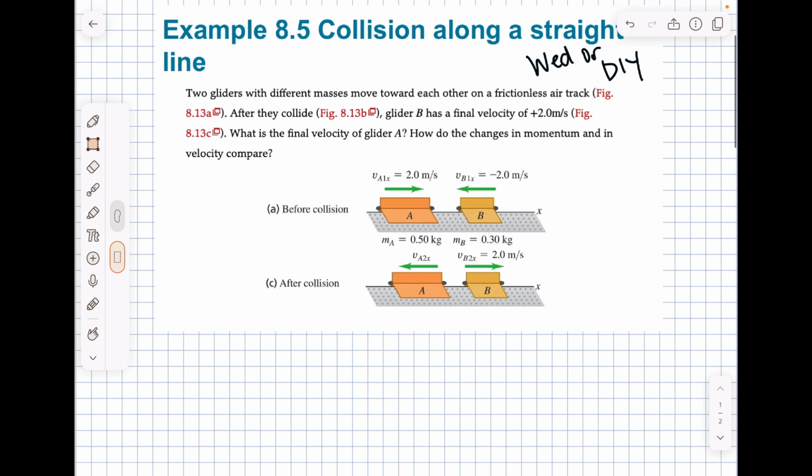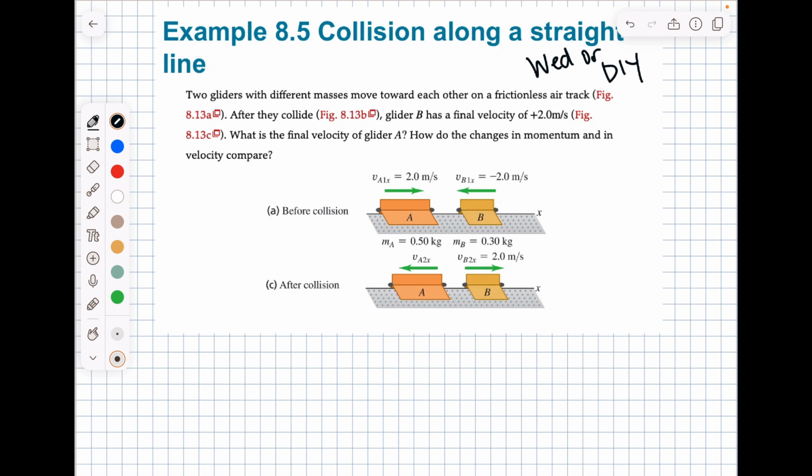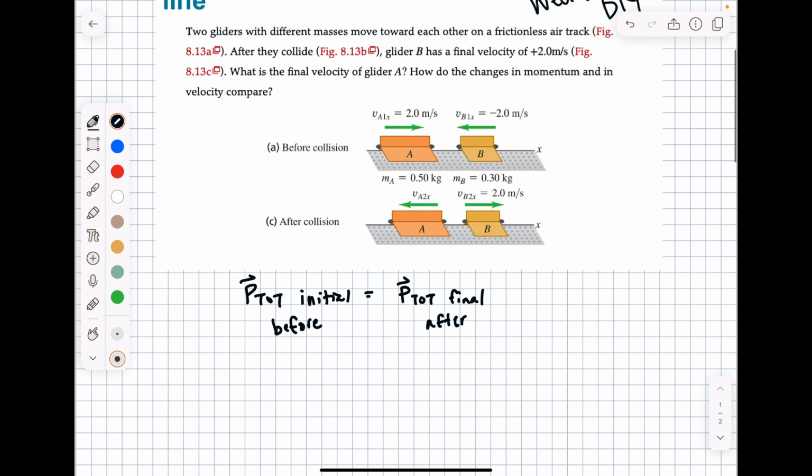So we're dealing with collisions, so we know that we're going to be dealing with the conservation of momentum of the system, right? So this is a system of two objects, glider A and B. So the total momentum of this system initially, and momentum is a vector, is going to equal the total momentum of the system in its final state, which would be after the collision, right? Be initial and final, before and after collision.